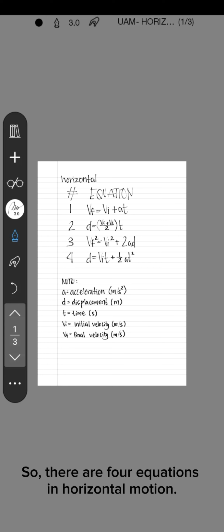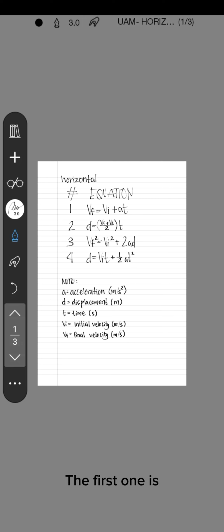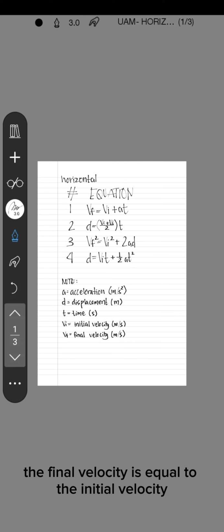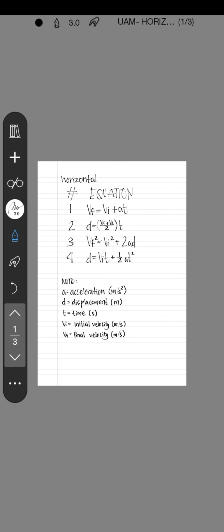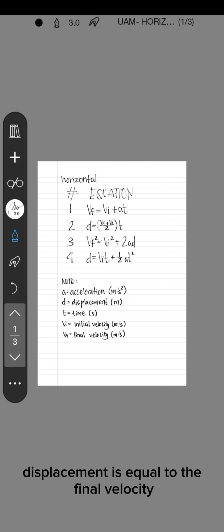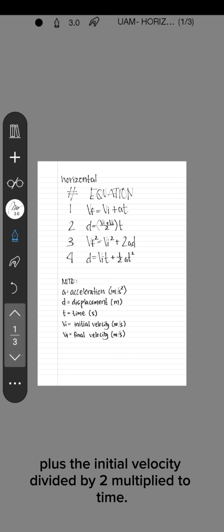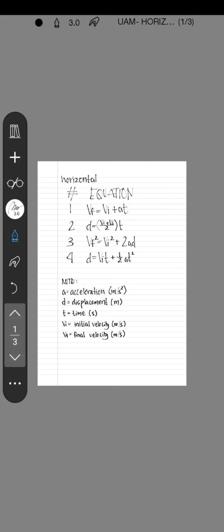So there are four equations in horizontal motion. The first one is the final velocity is equal to the initial velocity plus acceleration times time. The second one, displacement is equal to the final velocity plus the initial velocity divided by 2 multiplied to time.